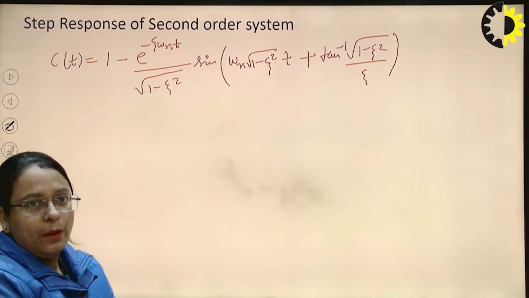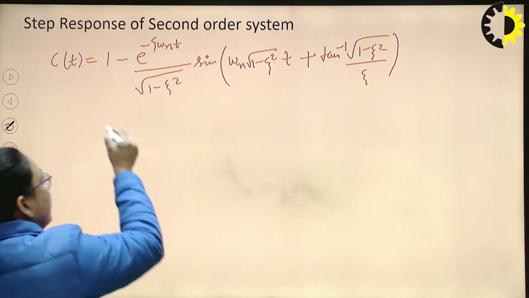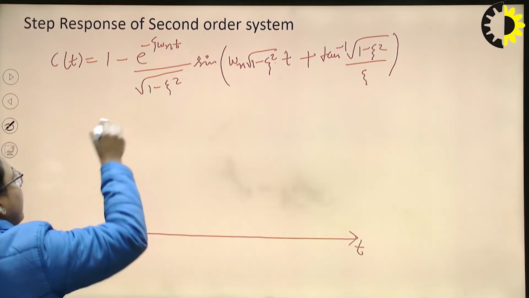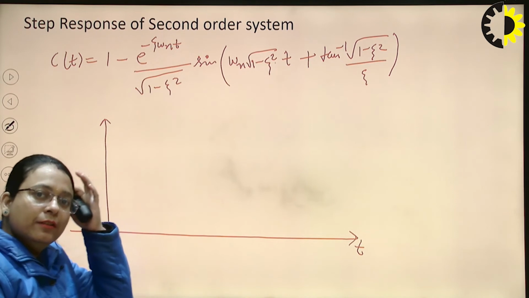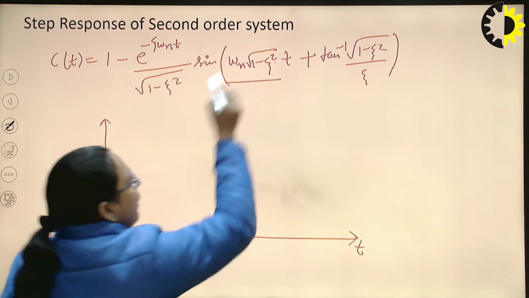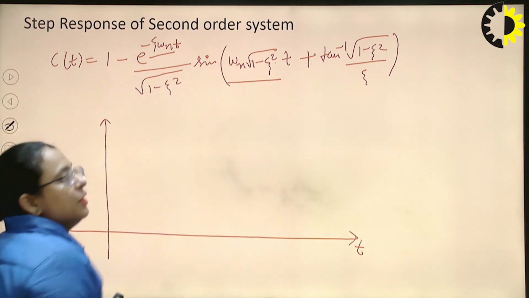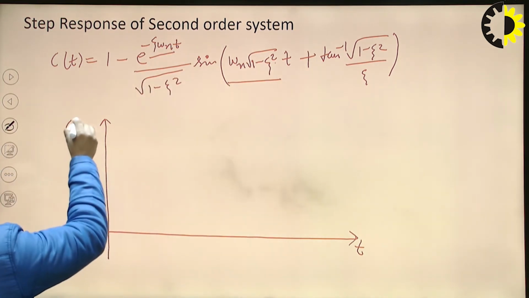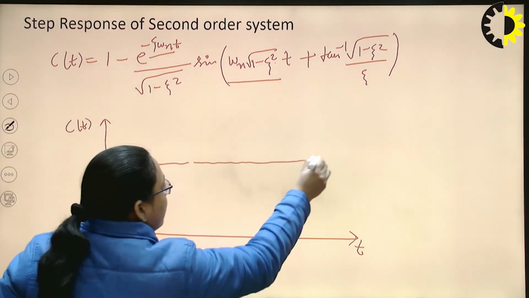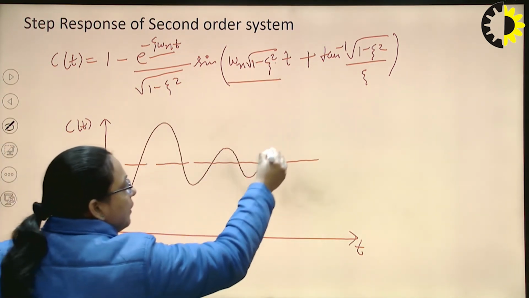Correspondingly, this response reflects that the graph will be exponentially decaying in nature, having a frequency of omega n under root 1 minus zeta square with a time constant of 1 by zeta omega n. So we can draw the graph for this system when a step input is applied. The graph will be exponentially decaying in nature.